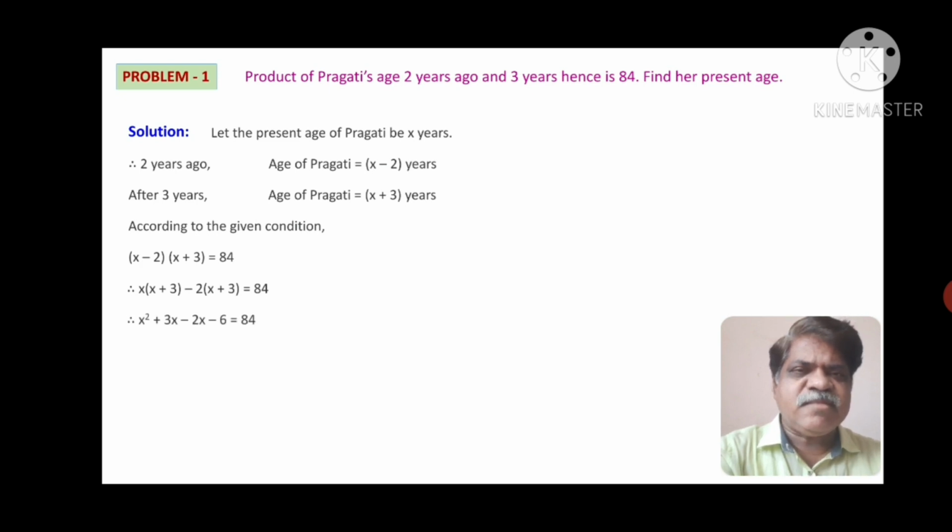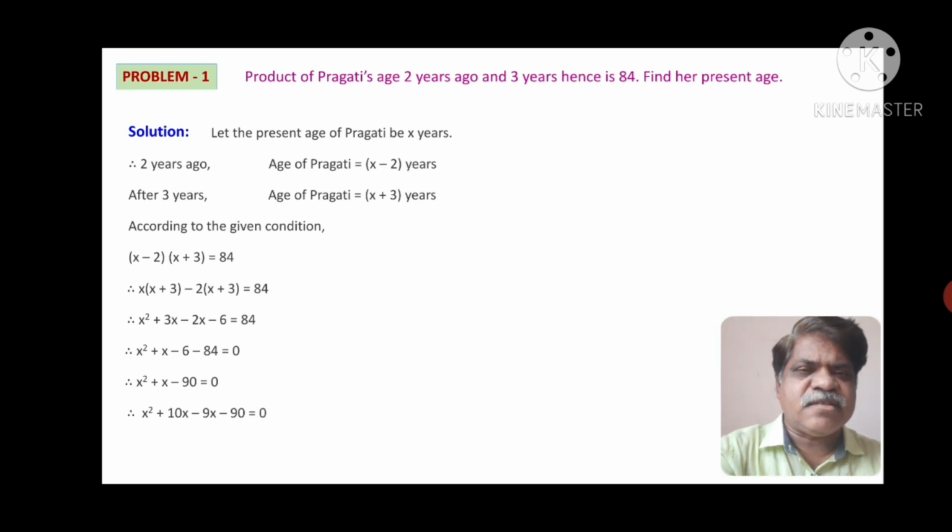Therefore, x square plus 3x minus 2x minus 6 is equal to 84. Therefore, x square plus x minus 6 minus 84 is equal to 0, since 3x minus 2x is x. Now here x square plus x minus 90 is equal to 0. We have to now split the minus 90 into two factors, that is 10 into 9. So it will be x square plus 10x minus 9x minus 90 is equal to 0.